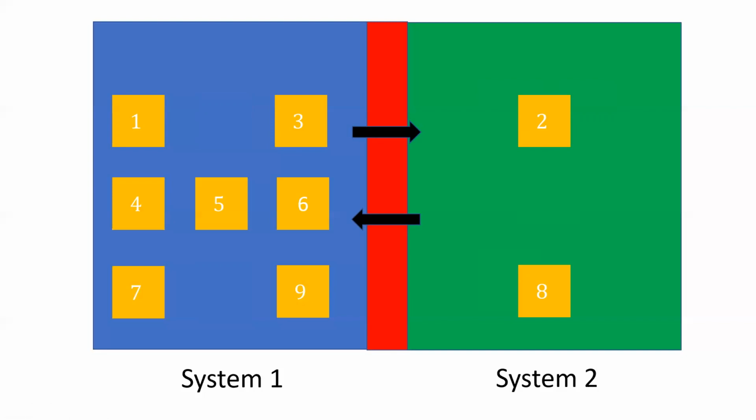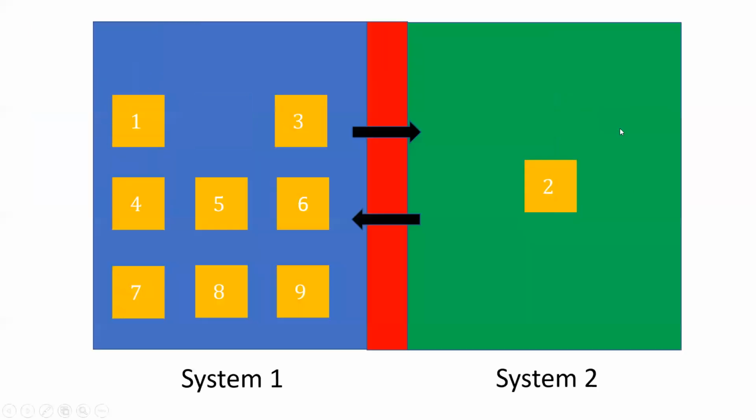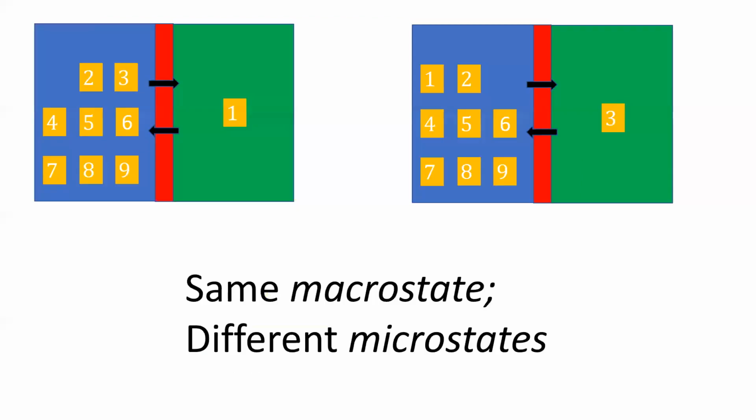How many ways could we do that? Well, let me back up. I think you can easily figure out how many ways there are to achieve this macrostate. If you've got 9 distinct units of energy, how many ways can you apportion the energy so that you've got 1 in system 2 and 8 in system 1? Well, you could have the number 1 unit over here, or you could have the number 3, or the number 2 unit, etc. So there's 9 possibilities. There are 9 microstates corresponding to this particular macrostate.